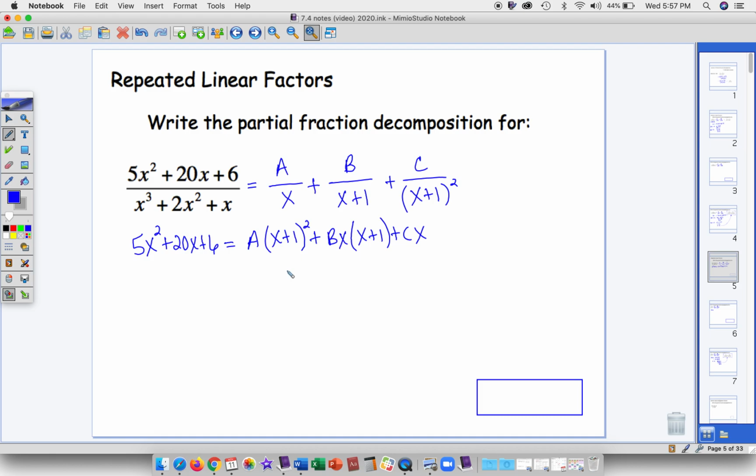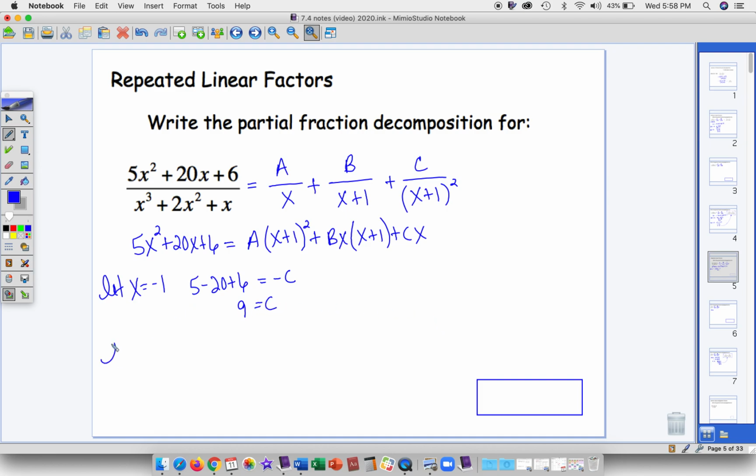Okay, so now let's see what I want to do here. If I let x equal -1, that'll allow me to solve for c. So if this is -1, I get 5 minus 20 plus 6. That becomes 0, 0, and this equals -c. So I have, let's see, 5 minus 20, -15, -9, so 9 is equal to c.